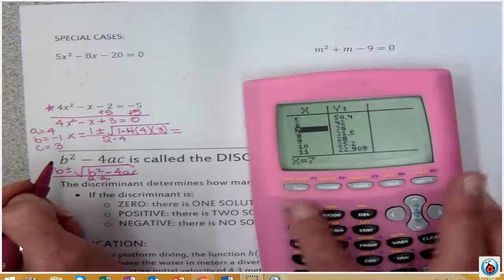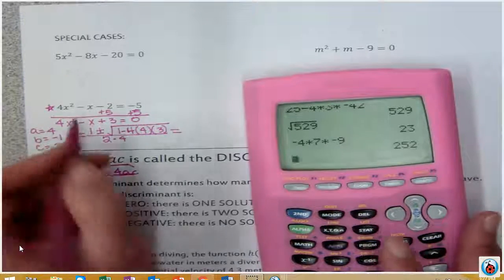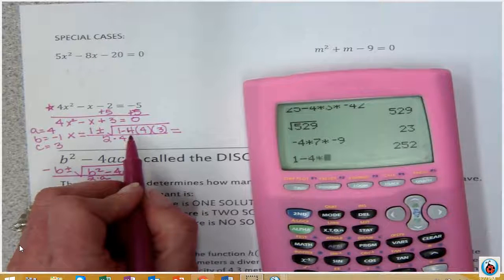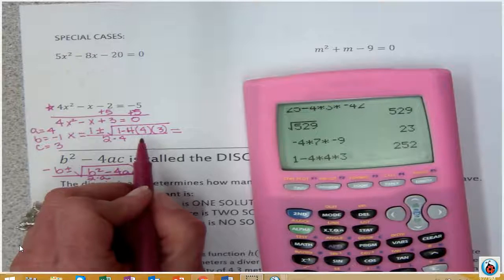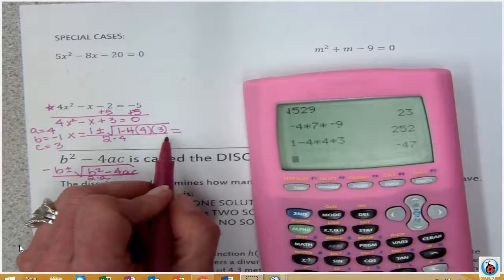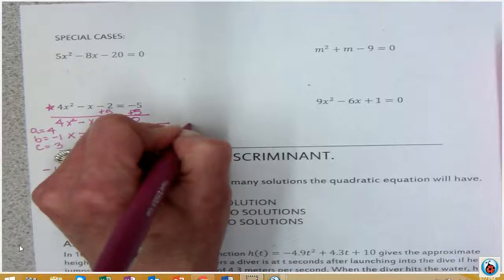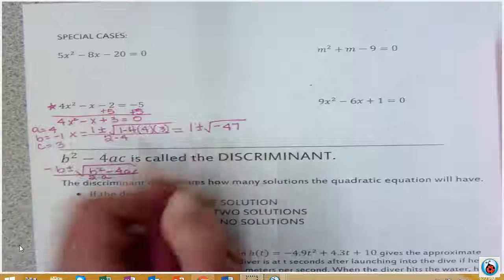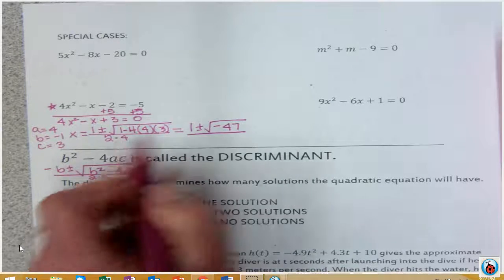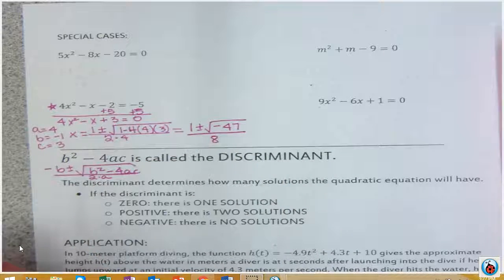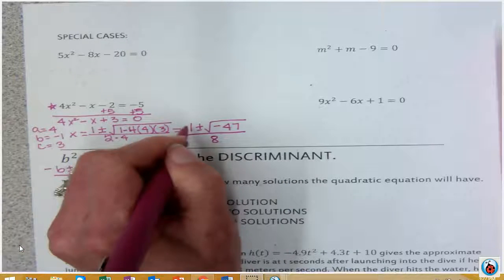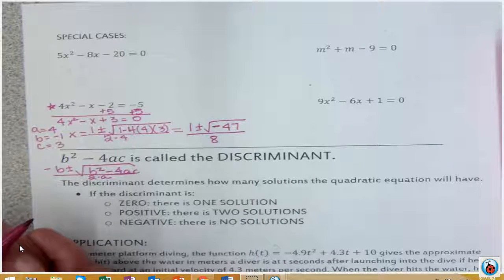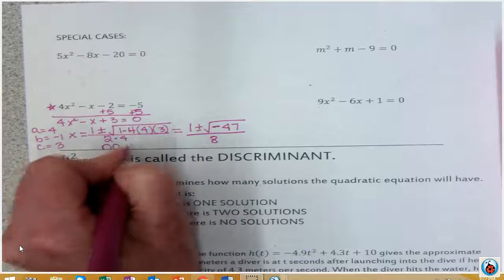So if I plug that into my calculator, I'm going to say 1 minus 4 times 3 equals... 1 plus or minus -47 divided by 4 times 2 is 8. This, you cannot have a negative in your radical, so this would be no solution.